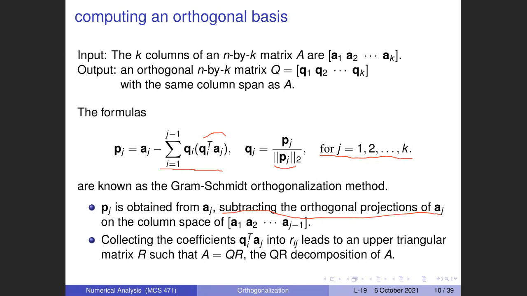And then if we collect these coefficients here, so in the algorithm, we will not evaluate the formulas as they are, but we will store those multiplier coefficients. And these inner products will actually correspond to the coefficients in the upper triangular matrix that we then solve. And that will lead to the QR decomposition.